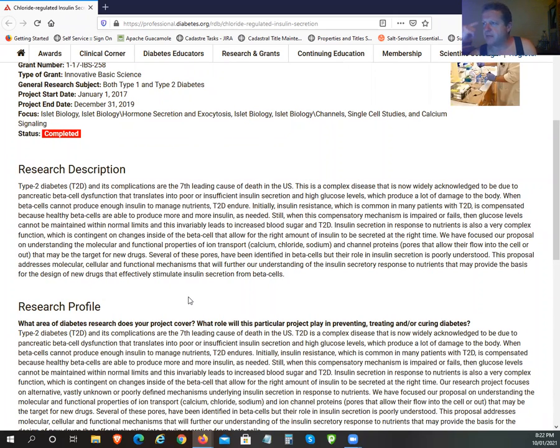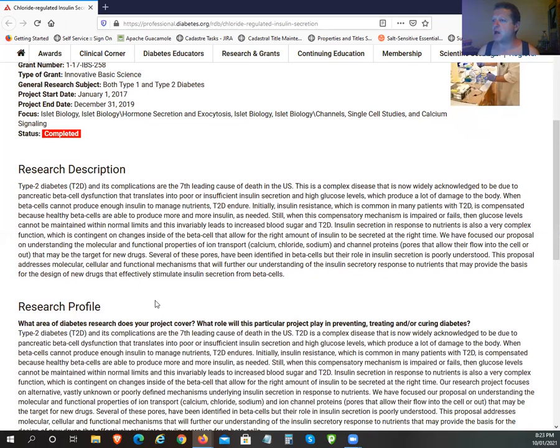Type 2 diabetes and its complications are the seventh leading cause of death in the USA. This complex disease is now widely acknowledged to be due to pancreatic beta cell dysfunction, and that translates into poor or insufficient insulin secretion, guys. High glucose levels produce a lot of damage to the body. Obviously, if you wreck your pancreas by overusing it multiple times because you're on a high sugar diet, continuously guzzling down the sugar, you're eventually going to burn through your pancreas and cause a lot of beta cell dysfunction. We know that happens.